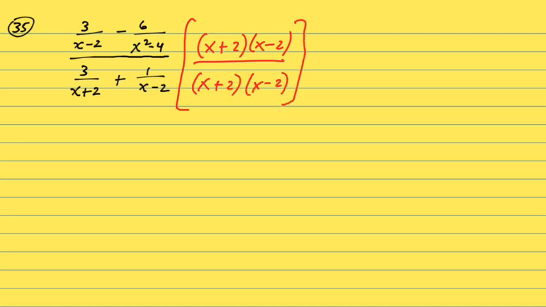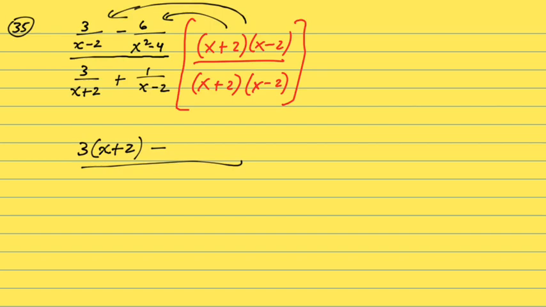Okay, when I multiply here, the x minus 2's cancel, leaving me 3 times x plus 2. When I multiply here, they both cancel because this is x squared minus 4, and that leaves me with 1 times 6. Multiply here, the x plus 2's cancel, leaves me with 3 times x minus 2. And when I multiply here, the x minus 2's cancel, leaving me with just x plus 2.